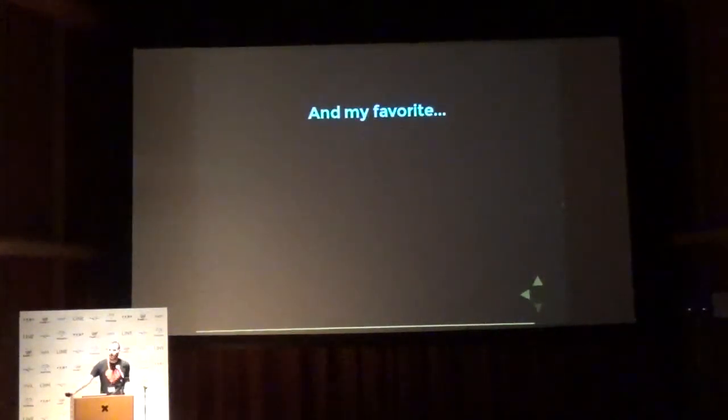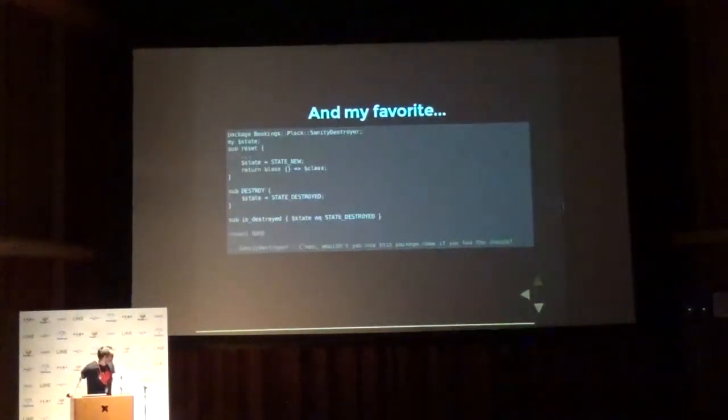My favorite trick is something we call Sanity Destroyer. It was written by Ivar, who actually wrote a bunch of these things as well. It looks like this. What it does is, and mind you, the description, wouldn't you use this package name if you had the chance? What it actually does is something very interesting. It has a constructor which sets the state to a new state. Then, when the object is destroyed, basically going out of scope, it will set it to a destroyed state. And there is one method to actually check what the state is.